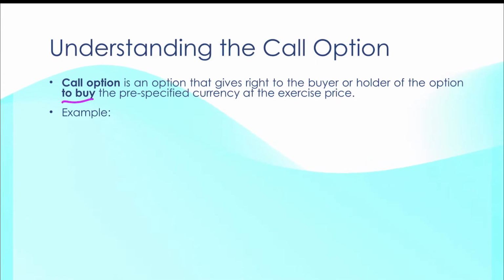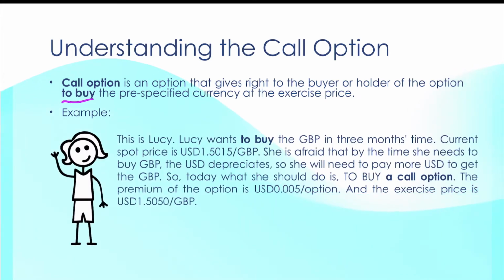For example, this is Lucy. Lucy wants to buy GBP in 3 months' time. The current spot price is USD 1.5015 per GBP. She is afraid that by the time she needs to buy GBP, after 3 months, the US dollar depreciates, so she will need to pay more USD to get the GBP. So today, what she should do is to buy a call option.